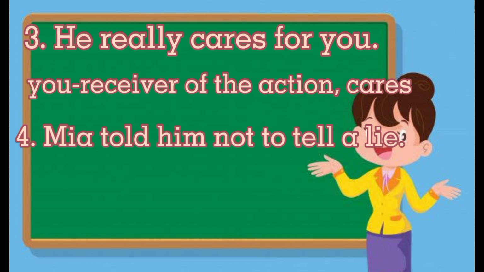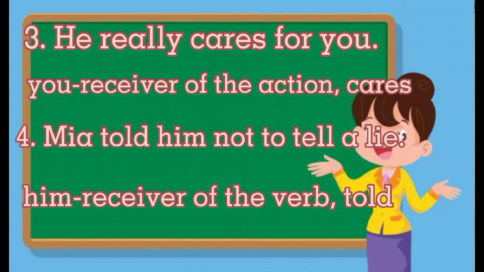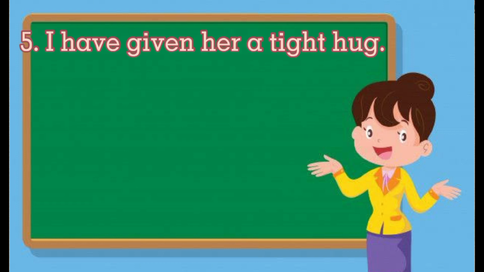Next sentence we have Mia told him not to tell a lie. In this sentence, who told him not to tell a lie? Perfect, it's Mia. And what did Mia tell him? Not to tell a lie. So him here receives the action verb told. So do you think it still functioned as an objective pronoun?